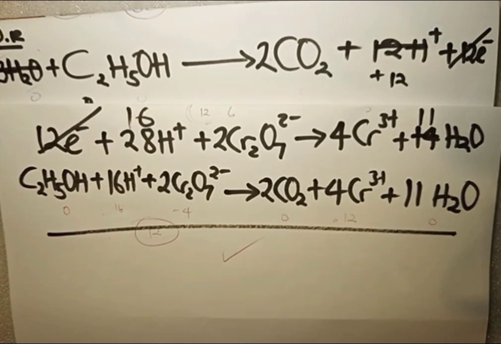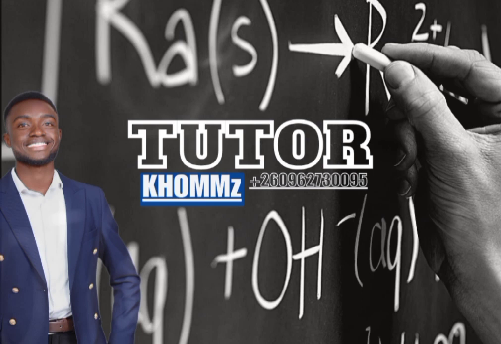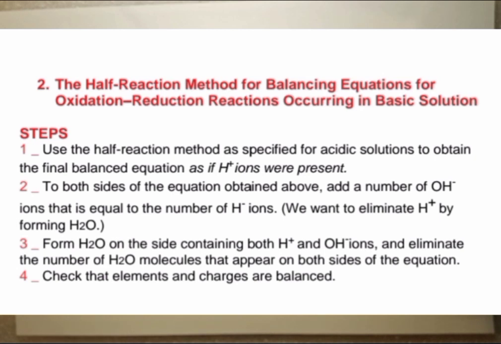The next thing we'll do is balancing using basic medium. So the same procedure that we use to do the half reaction method for balancing equations using basic medium, it's the same. Actually, it will be just a bit of an advance from where we ended. So this second method is a continuation from where we ended.